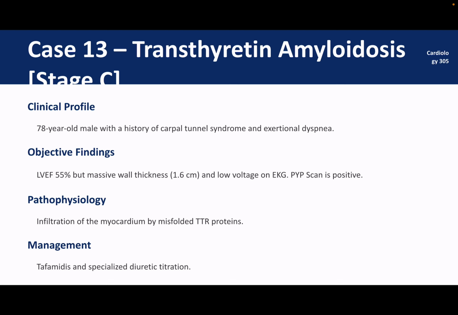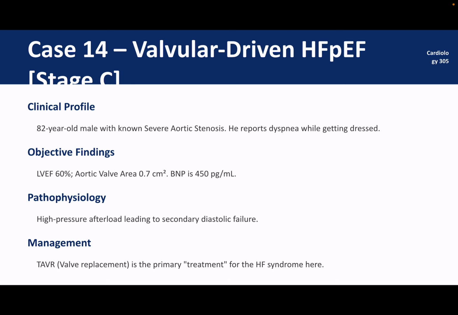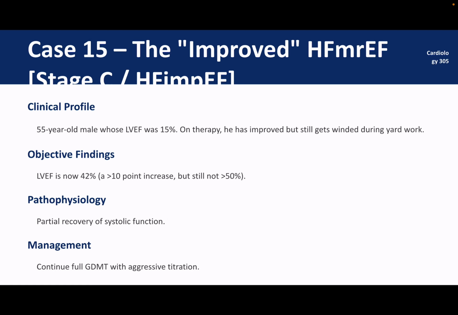Transthyretin amyloidosis with symptoms, stage C. 78-year-old man with carpal tunnel history, thick walls, low voltage EKG, positive PYP, heart failure with preserved EF phenotype, cardiac amyloid, ATTR. Tafamidis plus specialized diuretic management. Diagnosis changes everything. Valvular-driven heart failure with preserved EF, stage C: severe aortic stenosis with dyspnea, LVEF of 60%. The heart failure is secondary to valve disease. TAVR or SAVR is the primary treatment. Fix the afterload.